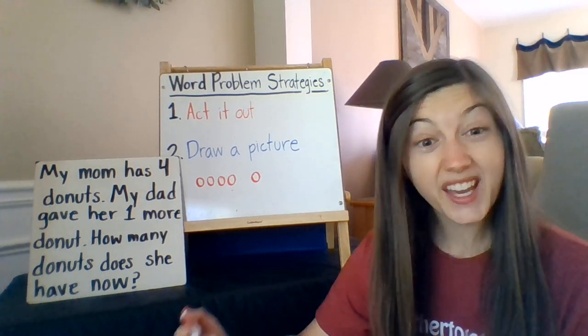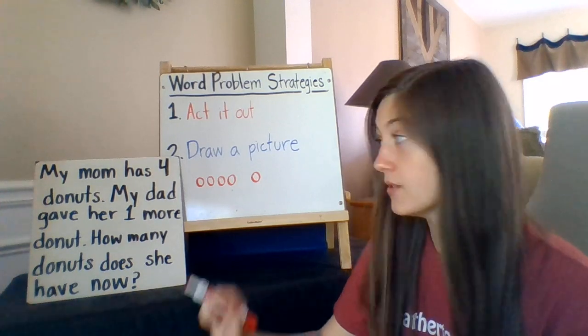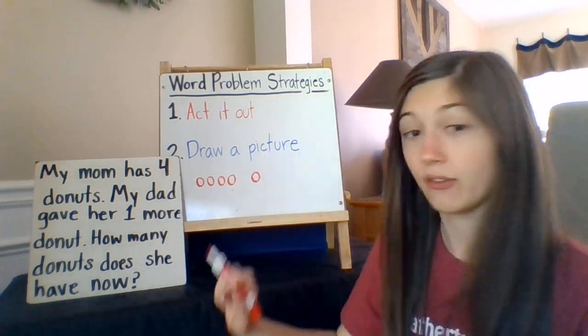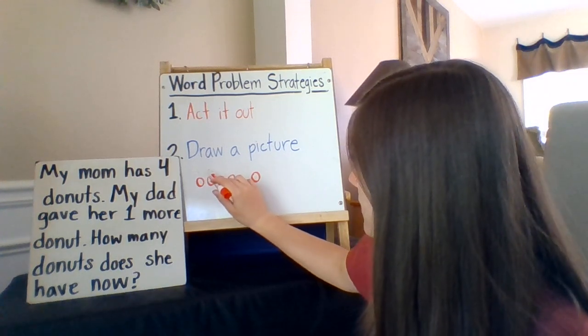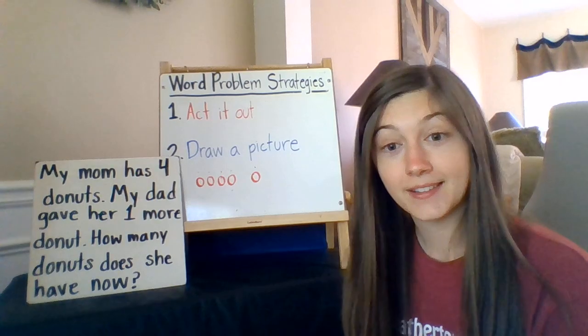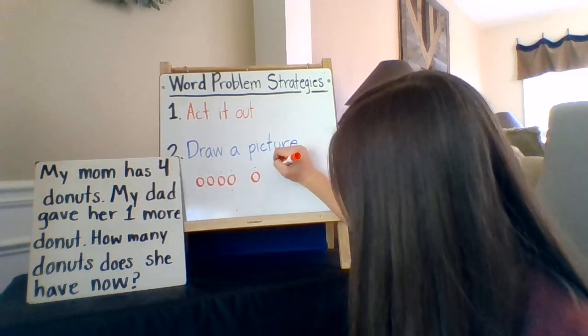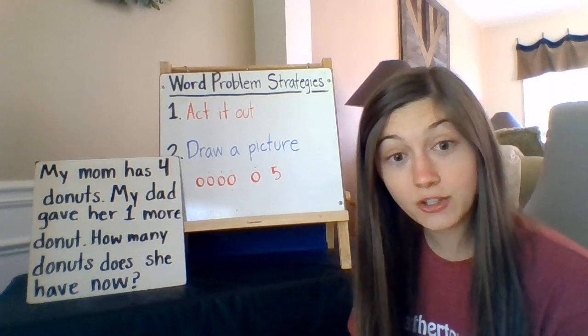So we can solve that by counting all the donuts. So she started with 4. My dad gave her 1 more. So let's count. Ready? 1, 2, 3, 4, 5. Now she has 5 donuts because that's how many donuts we have all together in the picture.